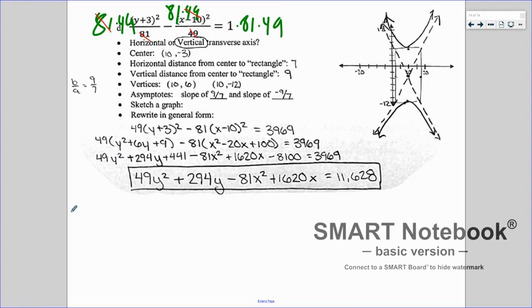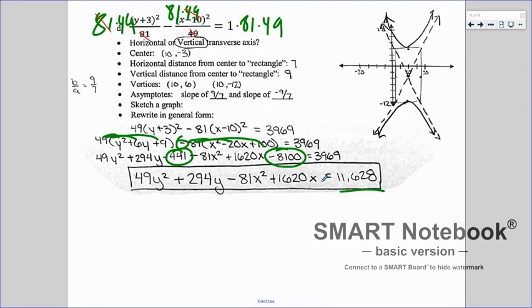Expand out the binomial. Distribute. Make sure you keep track of that negative sign there. So 49y squared plus 294y plus 441 minus 81x squared plus 1,620x minus 8,100. And then let's get the constants to the other side. So we're going to have to add 8,100, subtract 4,041, and that's how we end up with 11,628 on the right-hand side. And then we just have our variables on the left side.